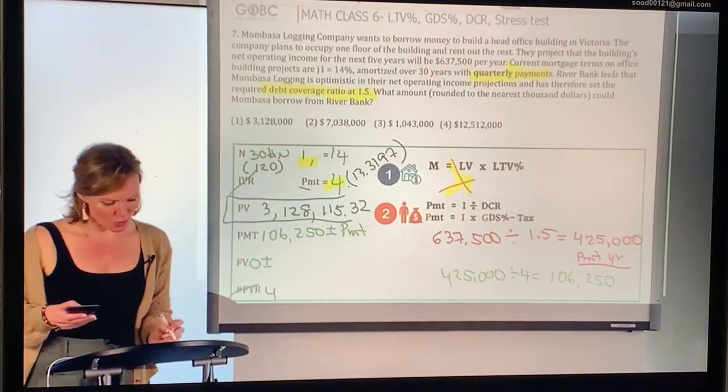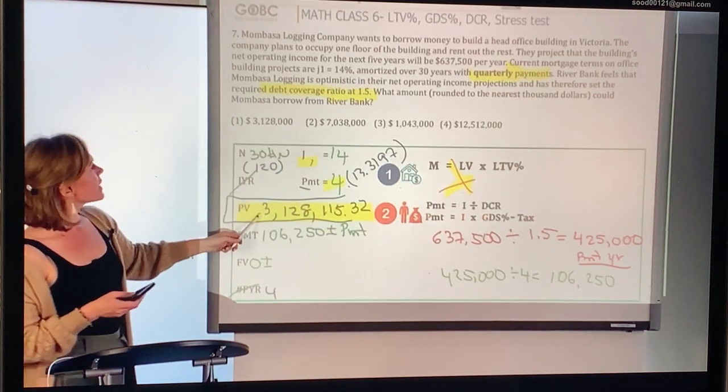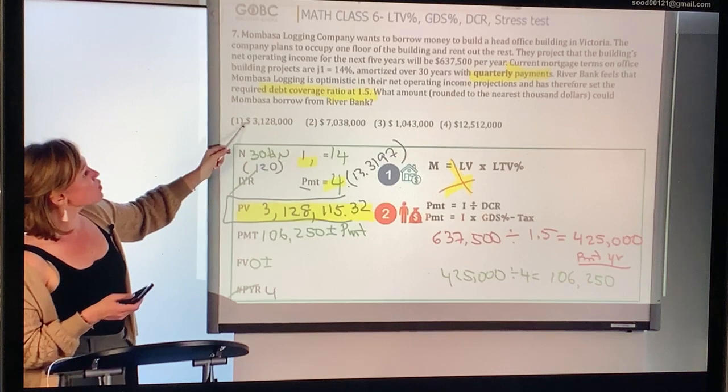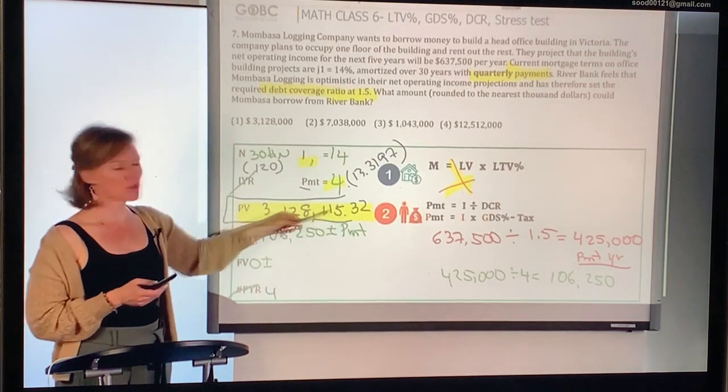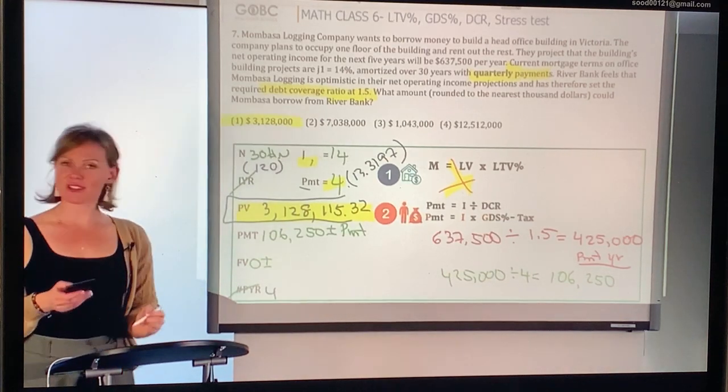3,128,115.32. Okay, so this is what we got. That's the constraint. That's what the banks will look for when it comes to the income, right? What do we have? This one is the closest one. They say to the nearest 1,000, so that means it can decrease or increase, doesn't matter. In this case, that's the closest one to our answer. So option number 1, and then you're done.